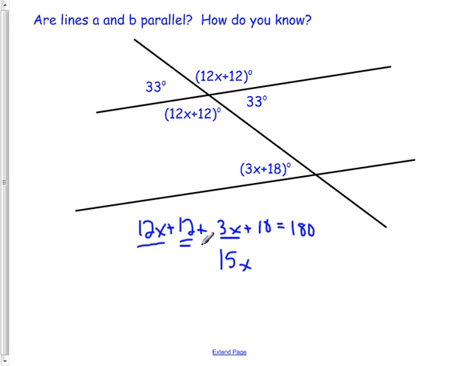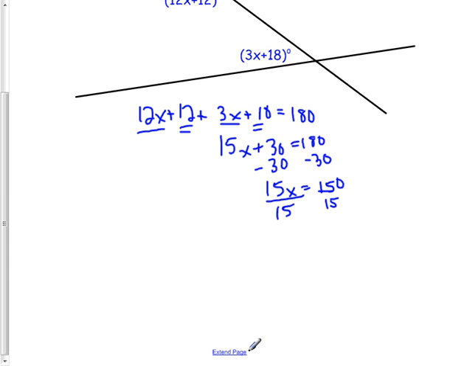And we get plus 12 and plus 18 on the left side of the equal sign. That's plus 30 equals 180. So then I would solve, I would subtract 30 from both sides. And we get 15x equals 150. And then divide by 15. And we get x equals 10.